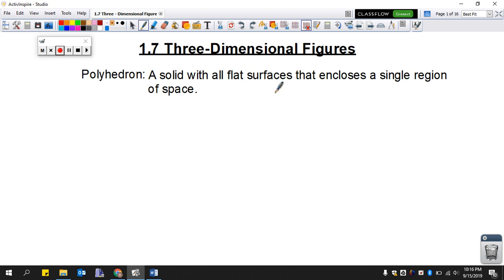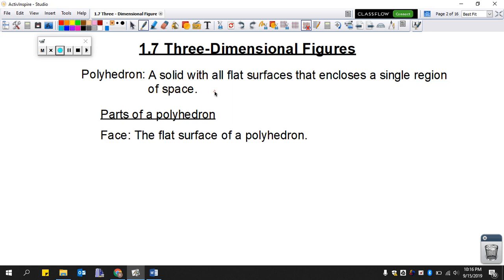right? And a polygon is on a plane, okay? The polygon is on a plane because it's two-dimensional. A polyhedron takes up a region of space. So it takes not only length and width, but it also takes up height.